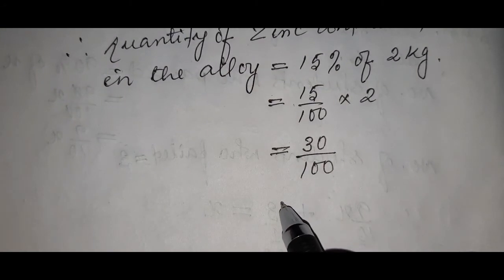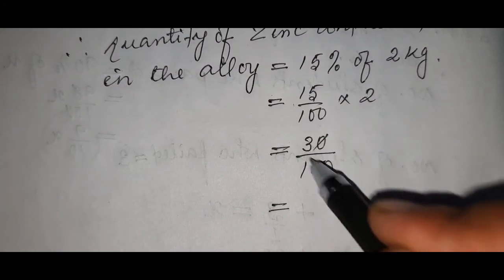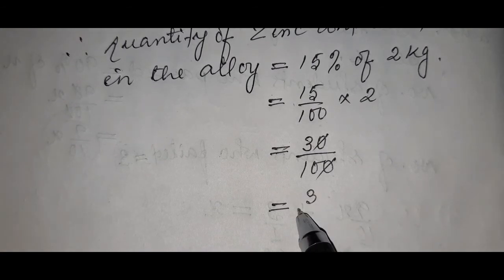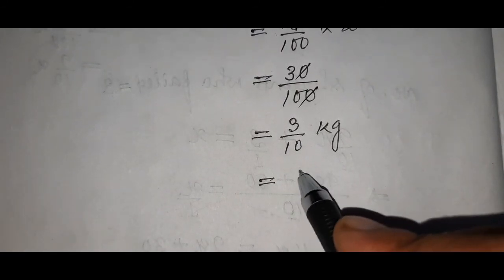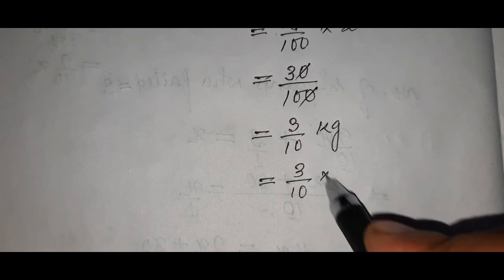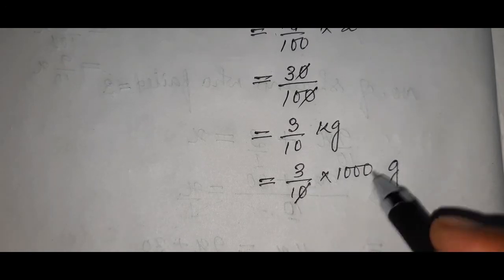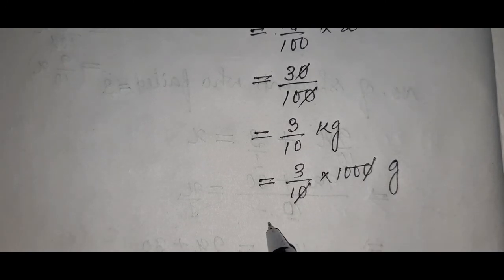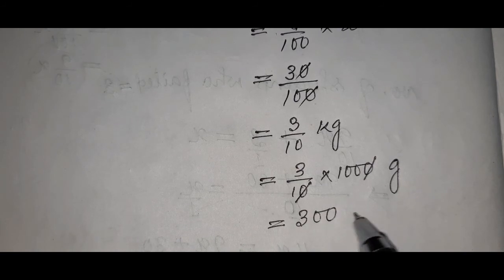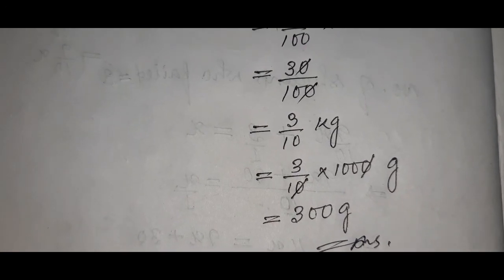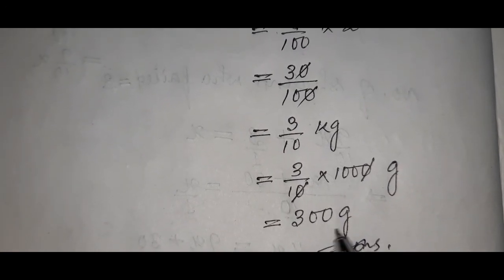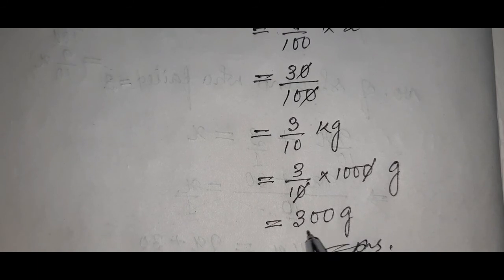Now again what you can do is you can cut like this. So 3 by 10, this is kg. Now if you want to convert this into gram, then you have to multiply with 1000. So you just multiply with 1000 here, so this will become gram. So now you got 0 and 0 here, so you have 3 into 100, so that is 300 gram. Okay, so this is the answer. So that means the quantity of zinc contained in the brass alloy is 300 gram.